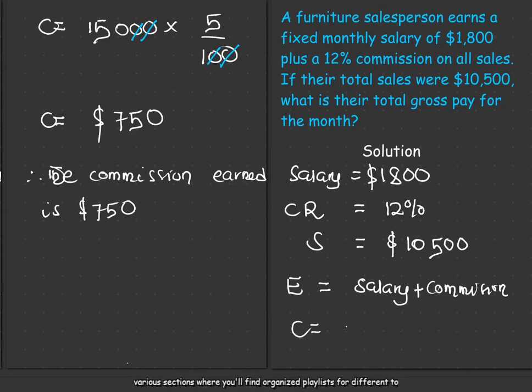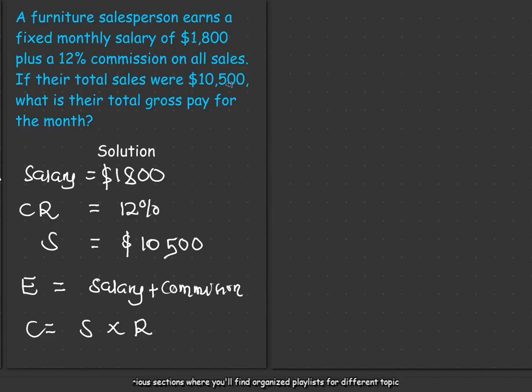And we know the commission is just the sales times the rate. So we need first of all to solve for the commission. Substituting, we know the sales times the rate. So substituting, we have our commission being equal to the sales, which is this over here, 10,500 times your rate. That is a 12% rate.